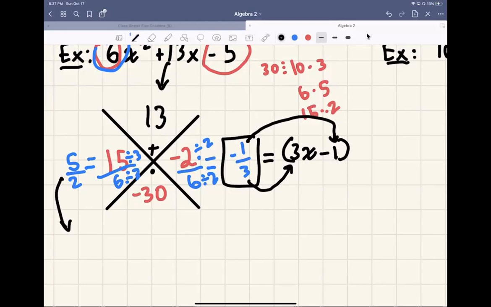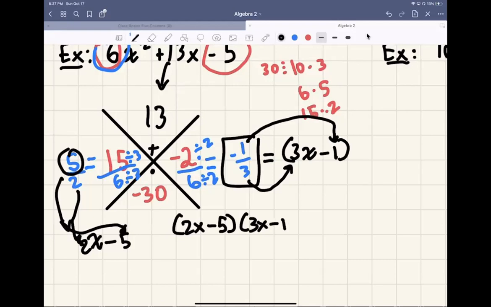And then our second factor is going to be this way. You're going to have x minus the top number, I'm sorry, x minus 5. But then we'll bring the bottom number over here, and you're going to bring the 2 in front of the x. So these are our factors: 2x minus 5 times 3x minus 1. Ta-da. It's a little bit more complicated, right? But it ends up working out. And if you follow everything through, you're going to get the right answer.